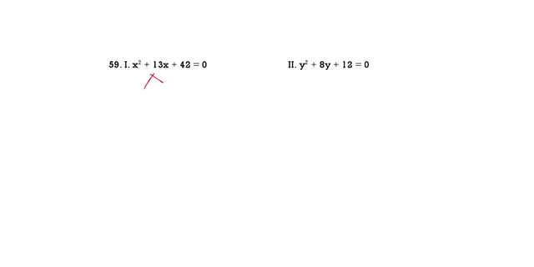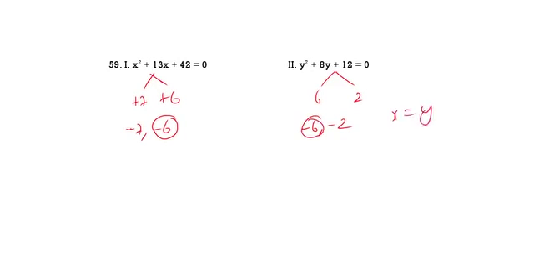See the next one. x square plus 13x plus 42. So here you can take 7 and 6, then the answers will be minus 7, minus 6. Now here you can take 6 and 2. Then our answer will be minus 6, minus 2. Here minus 6, here minus 6. Therefore, x equal to y. And minus 7 is less than minus 6 and minus 2. Therefore, x less than y. Combinedly, we can say x less than or equal to y. See the next question.